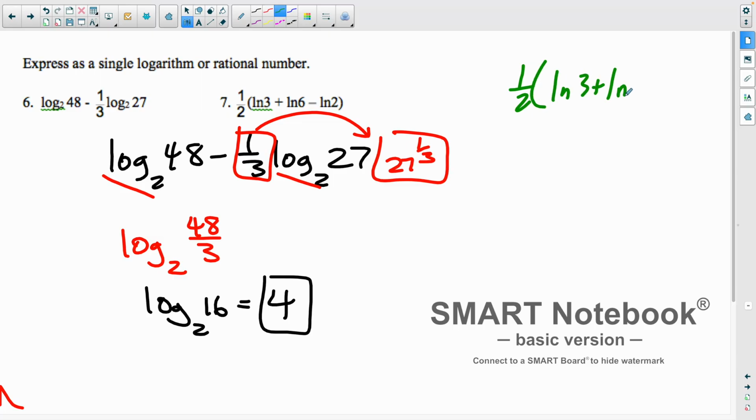It's a very interesting way of writing 4. Yes, it is. All right. What I'd like for you to do on this one is I want you to simplify inside the parentheses. Do that part for me real quick. I've got natural log of 3 plus natural log of 6 minus natural log of 2. I want you to simplify that part real quick.